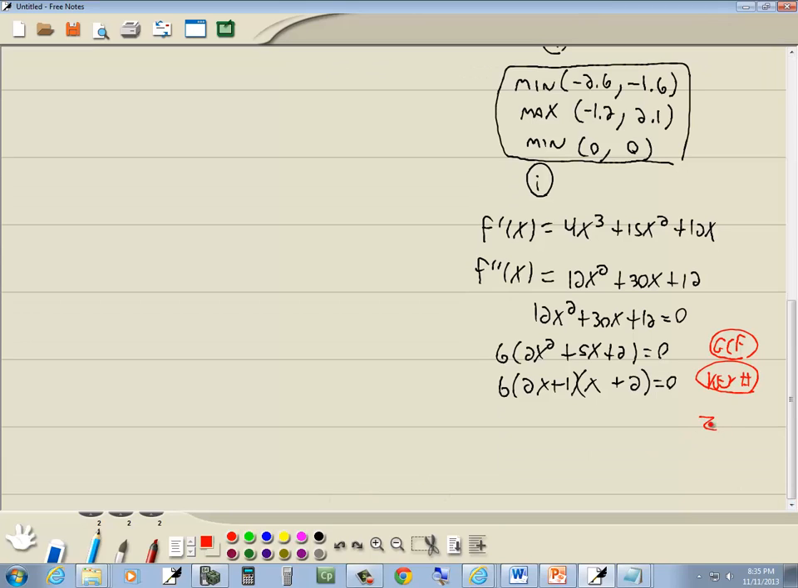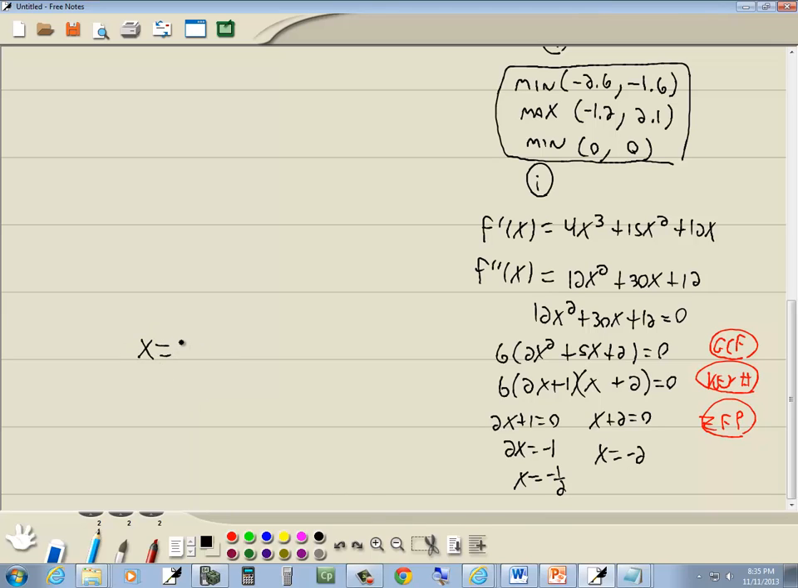Zero factor property. It says if you get 0 on one side and you factor the other side, set each factor equal to 0. So I got 2x plus 1 is equal to 0, and x plus 2 is equal to 0. Which gives us 2x is equal to negative 1, or x is equal to negative 1/2. And this one gives us x equals negative 2.